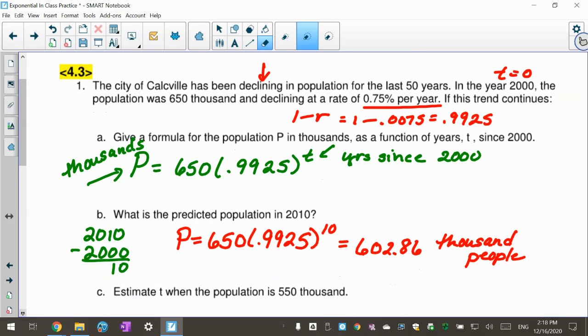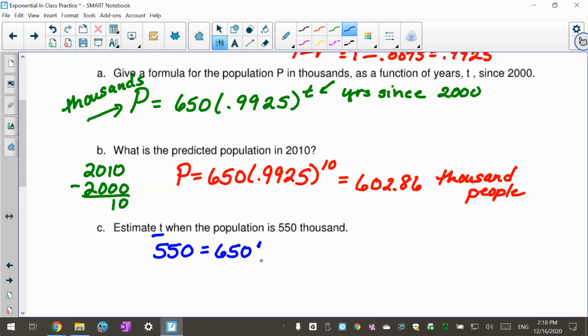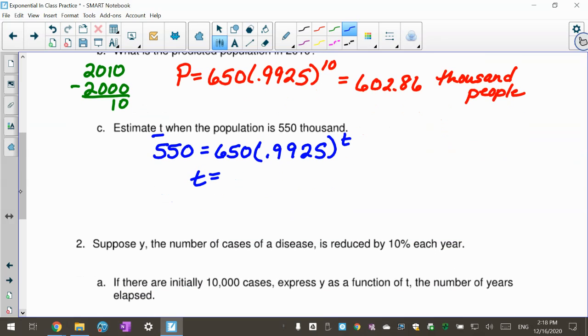And I'm using Christmas colors. Now they want us to estimate when the population is 550,000. So I'm estimating t. I want to know when that happens. So remember, you got to show me the equation. I put in the P spot 550 because I started at 650. I want to know how long it's going to take me to get to 550. And here's my equation, and I'm solving for t. Set it all up. Now put it in your graphing calculator.